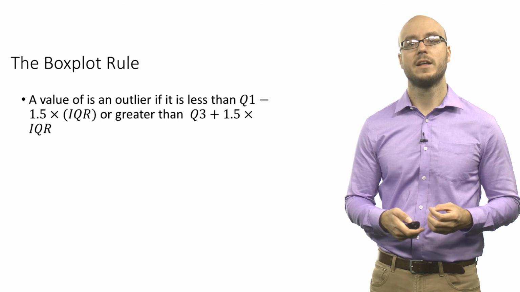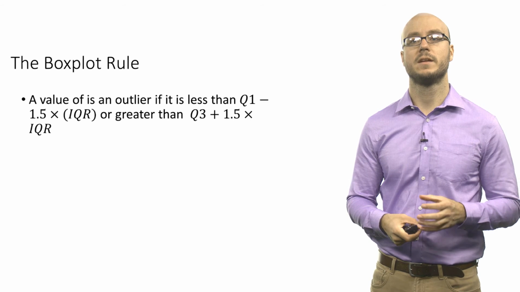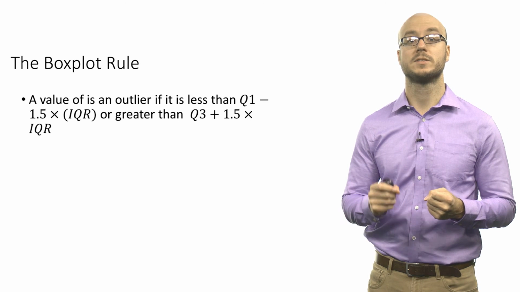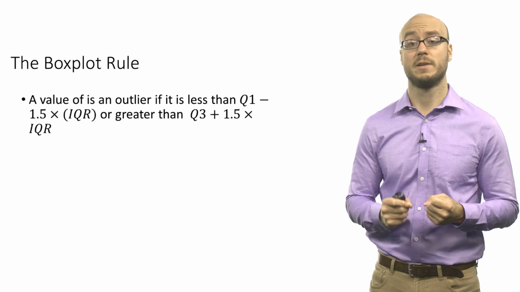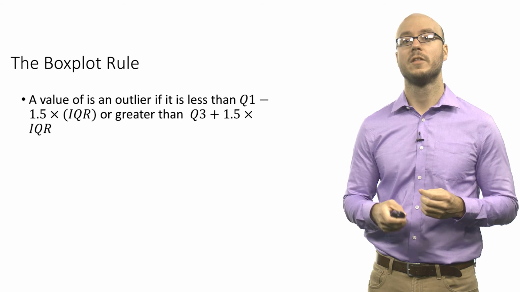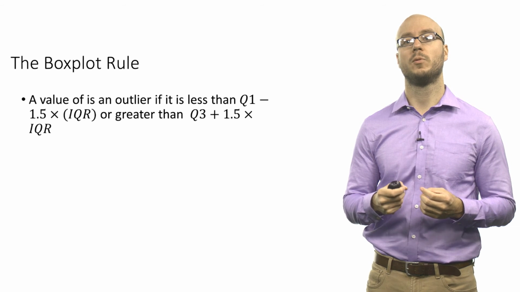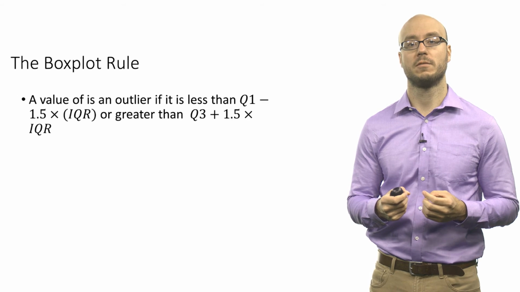So one commonly used measure for finding an outlier is something known as the Boxplot Rule. Because there is no one hard and fast rule for identifying outliers, a lot of people have coalesced around this idea of the Boxplot Rule. The idea is that a value is an outlier if it is less than the first quartile minus 1.5 times the interquartile range, or greater than the third quartile plus 1.5 times the interquartile range.